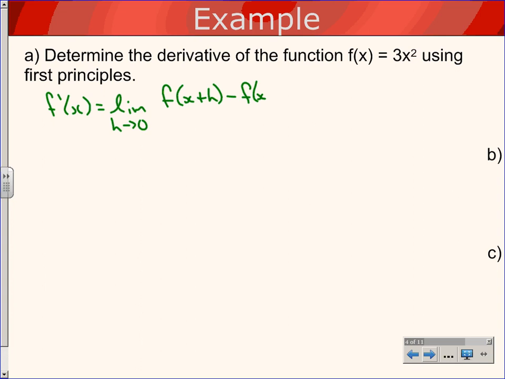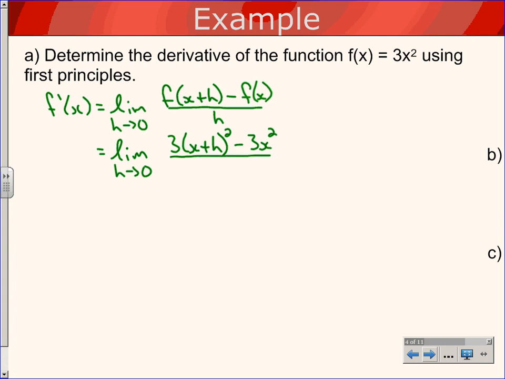One of the questions that sometimes comes up is, do I have to write limit down every time? Because I just keep writing it down and I'm not doing anything with it. And the answer is yes. You have to write this down until you actually make the substitution. So make sure you have that. f of x plus h would be 3 times x plus h squared minus 3x squared, all over h.